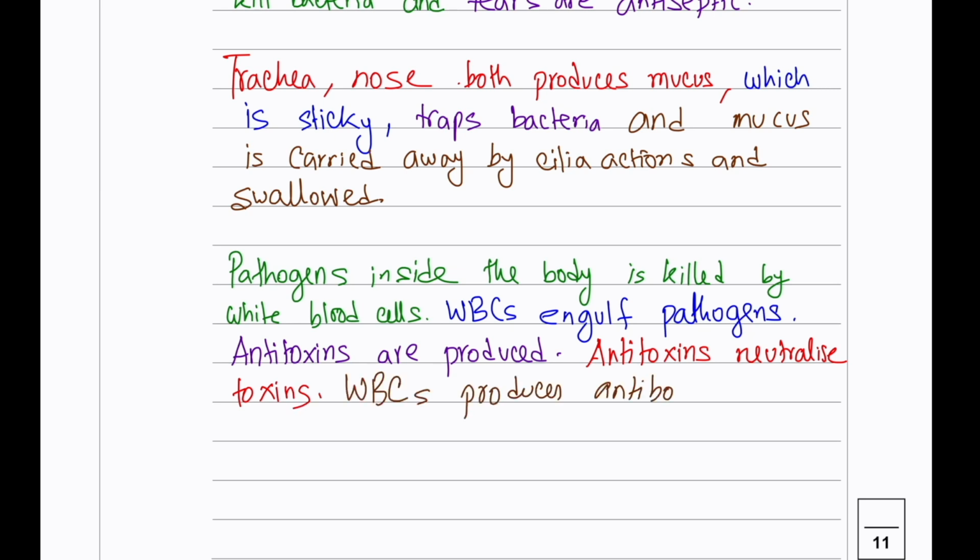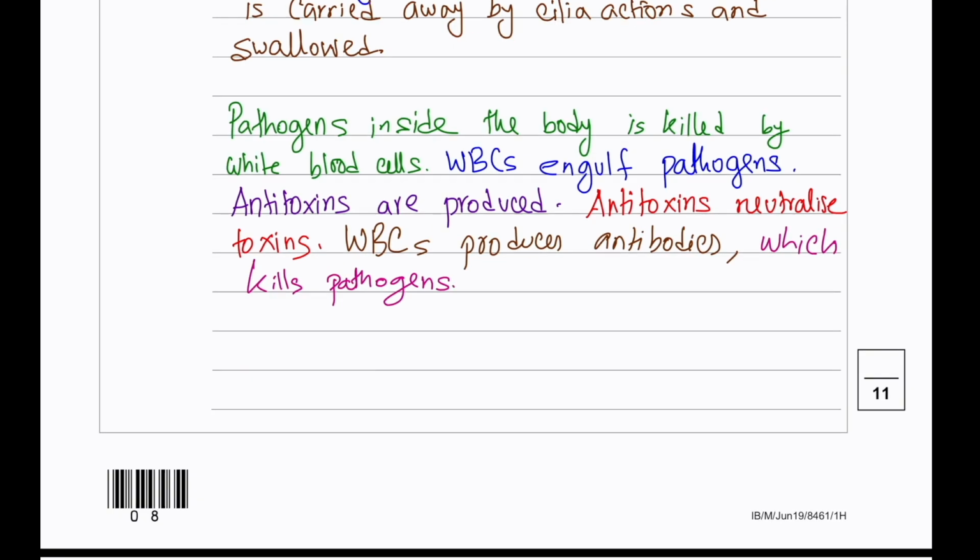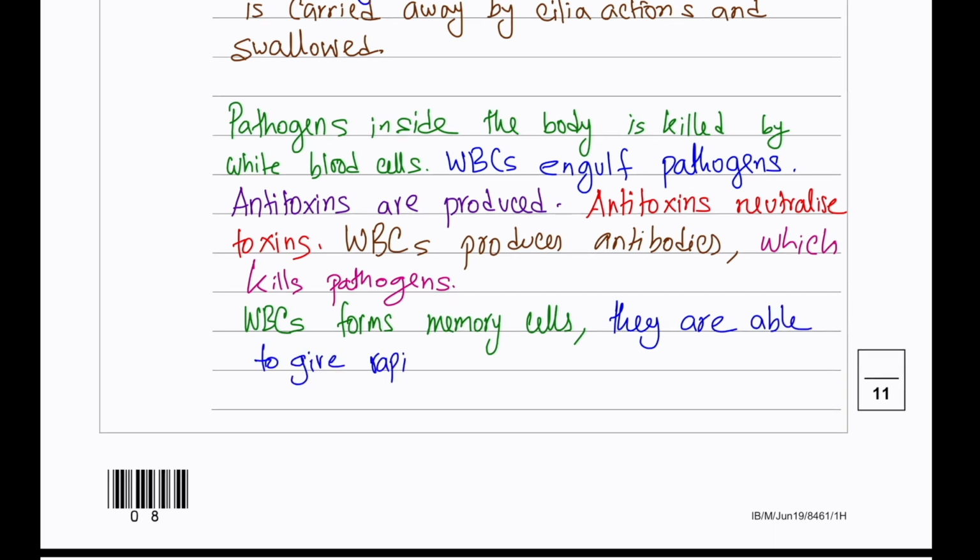And the white blood cell also produces memory cells, which give a memory of that particular antigen, the foreign protein that we are receiving, and give a more rapid response if the pathogen re-enters our body, and we do not get sick in that case.